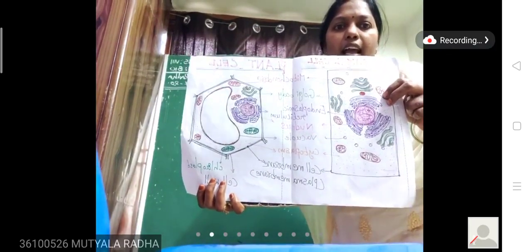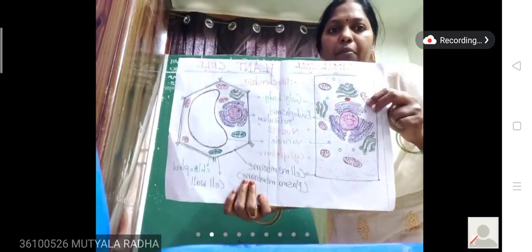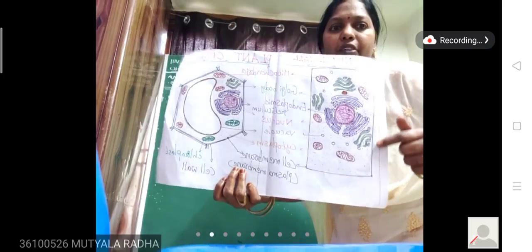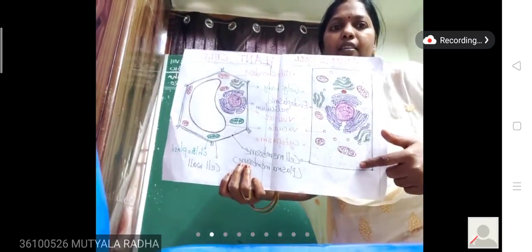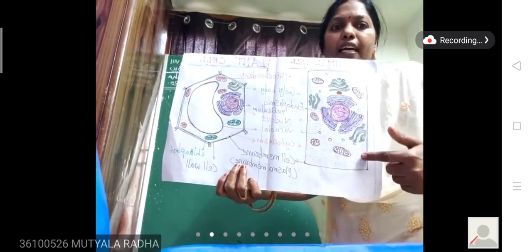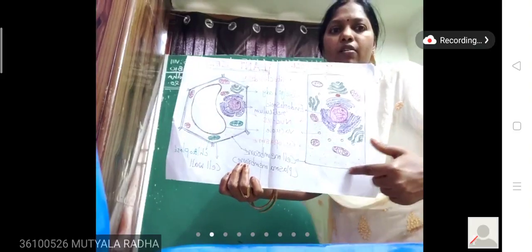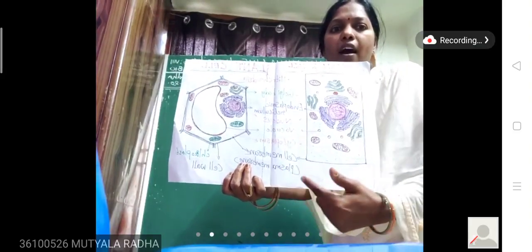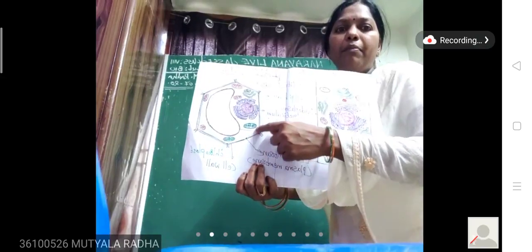See that animal cell is covered by only one membrane. The animal cell is covered by only one membrane, that is the cell membrane or plasma membrane. The total cell covered by one membrane is called cell membrane or plasma membrane. So the plant cell also has cytoplasm covered by one membrane, that is the cell membrane.